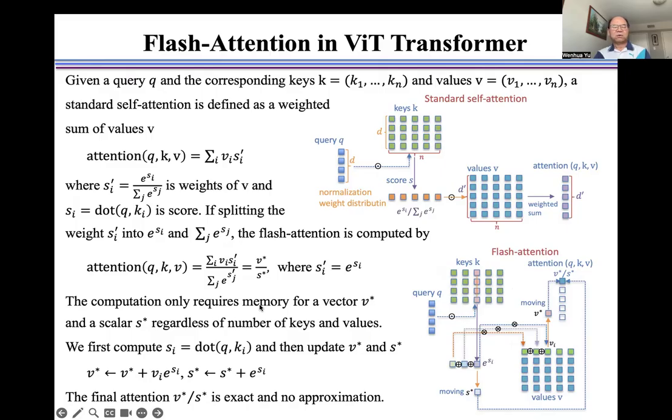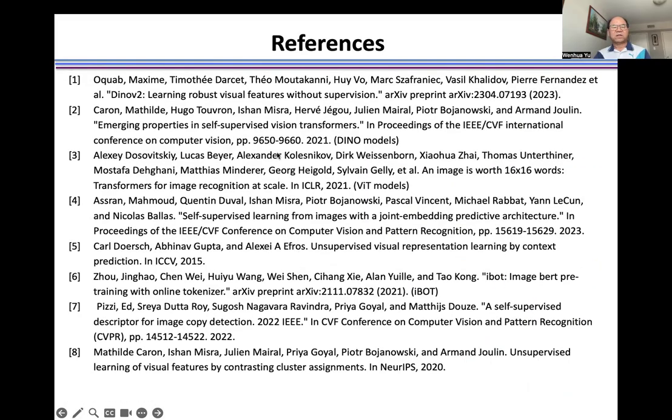The computation only requires memory for a vector V-asterisk and a scalar S-asterisk, regardless of the number of keys and values. We first compute Si and then update V-asterisk and S-asterisk as shown here. The final attention is exact and no approximation. For more details, please check these references. Thank you. Bye.